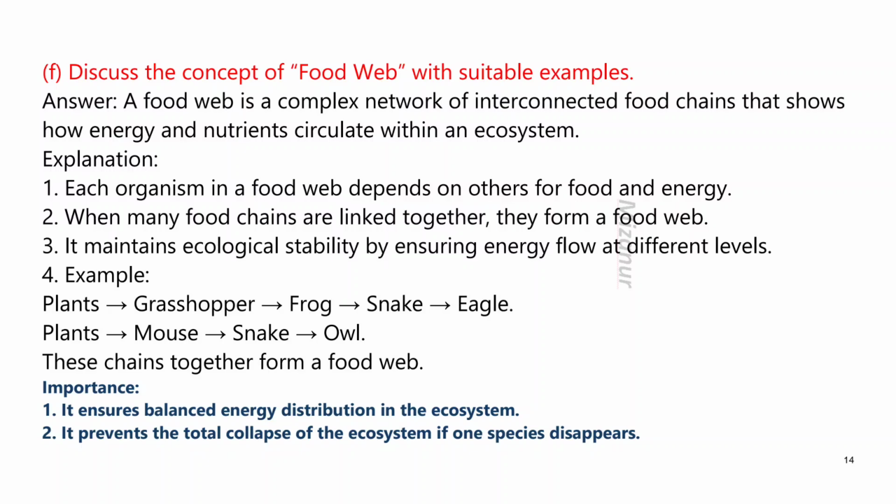Number 3, it maintains ecological stability by ensuring energy flow at different levels. For example, the energy flows from plants to grasshoppers, then frog, then snake and eagles. Similarly, the plants to mouse, mouse to snake, snake to owl. These chains together form a food web.